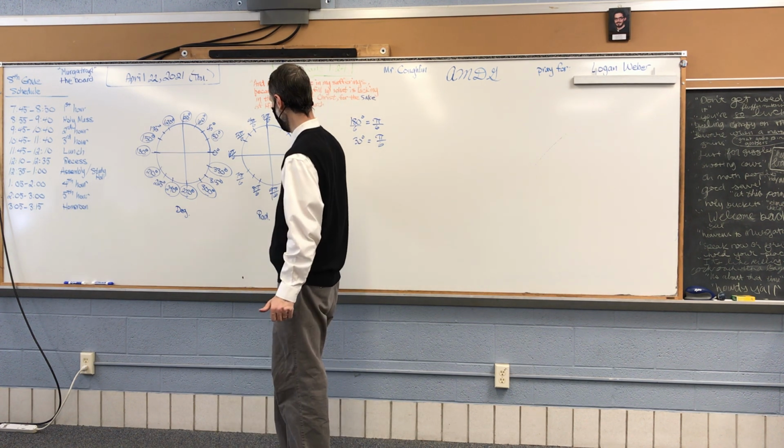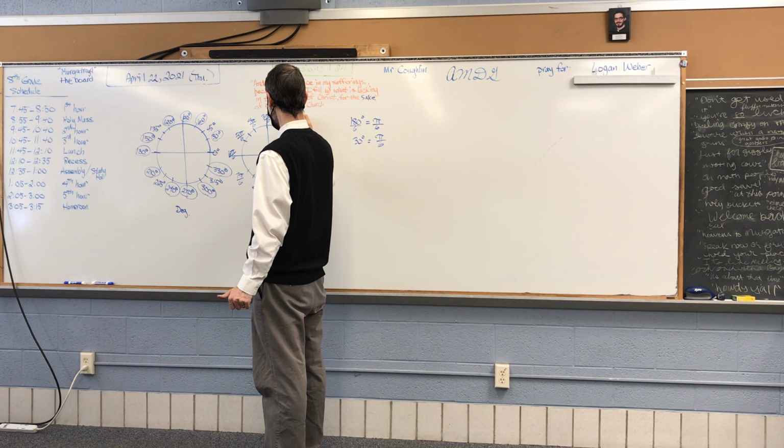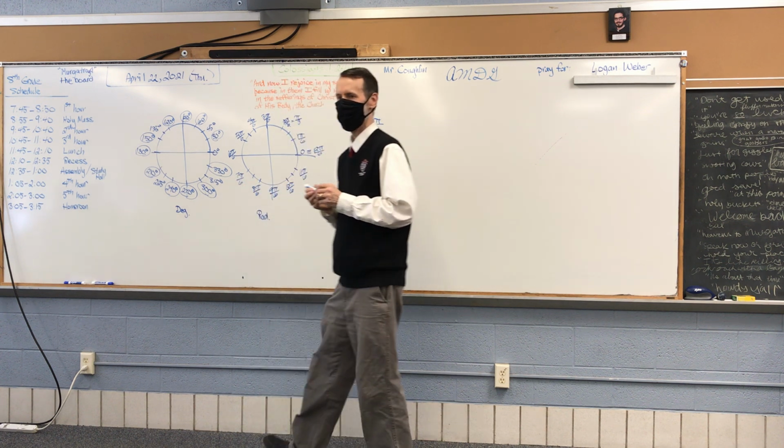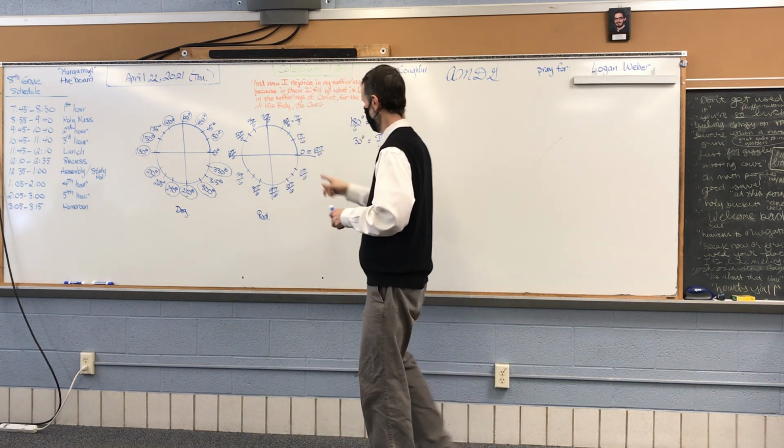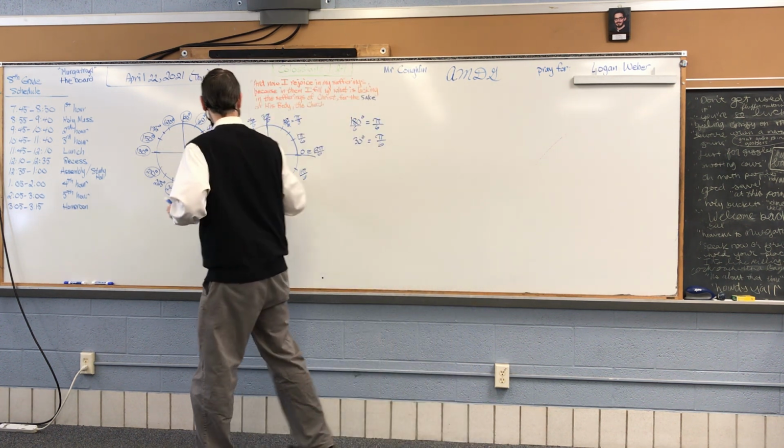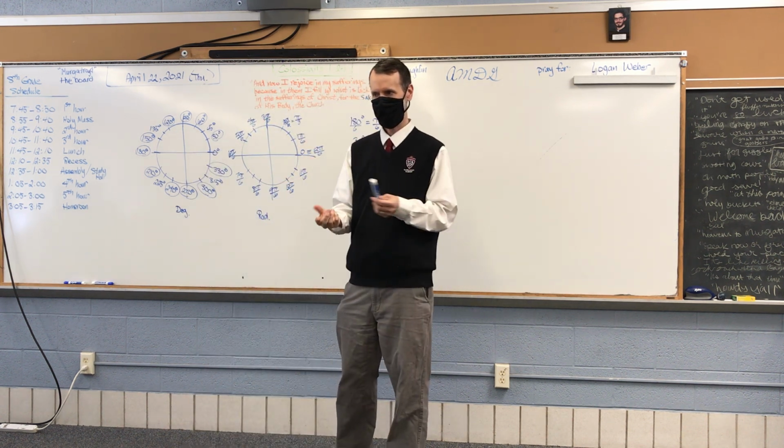Does 2 pi over 6 reduce? Yeah. What is it? Pi over 3. But that's how you get them in the first place. If I know it's a multiple of 30, I know it's a multiple of pi over 6.